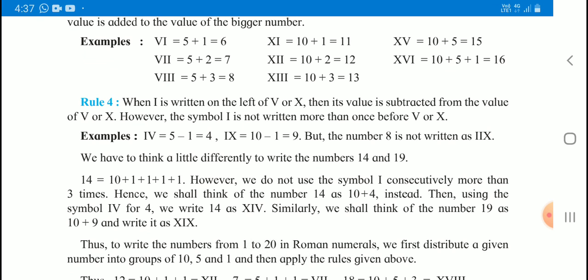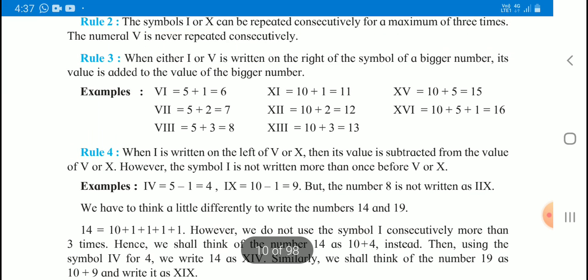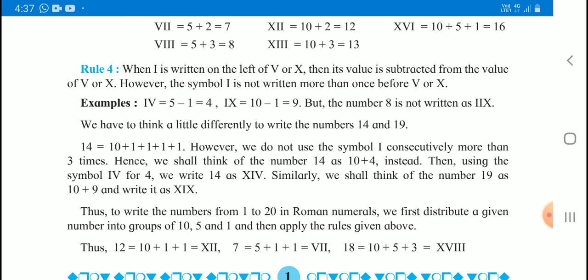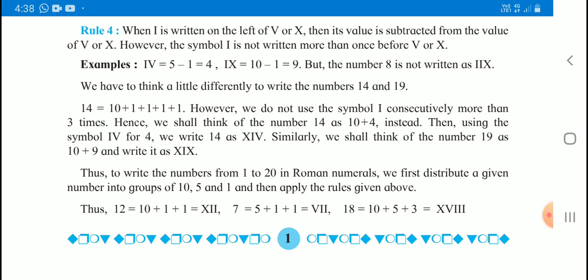Now we will see rule number 4. When I is written on the left of V or X, then its value is subtracted from the value of V or X. However, the symbol I is not written more than once before V or X. Now in third rule we had seen when we are writing I or V on the right, then we are adding those numbers. If we are writing I left of V or X, then we have to subtract the number. For example, we want to write 4. So 4 is equal to 5 minus 1. So we can write 4 in Roman numerals as IV. 9 as IX. But the number 8 is not written as IIX because 8 we are writing as 5 plus 3 means VIII.